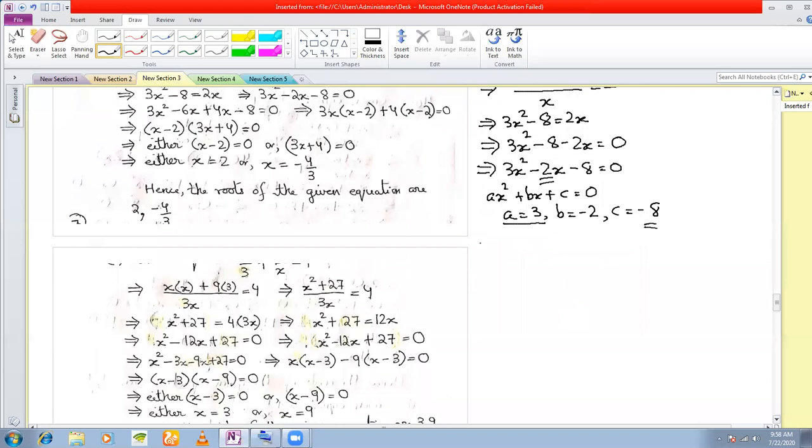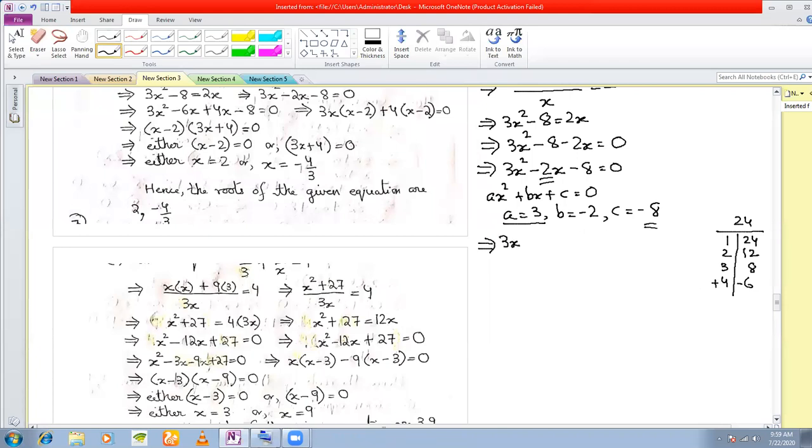Okay, so now we are going to simply factorize this. 8 into 3 is 24. Let us factorize 24 into two factors. Okay, so we have 1 and 24, 2 and 12, 3 and 8, 4 and 6. So 4 and 6 will give you minus 2: minus 6 and plus 4.